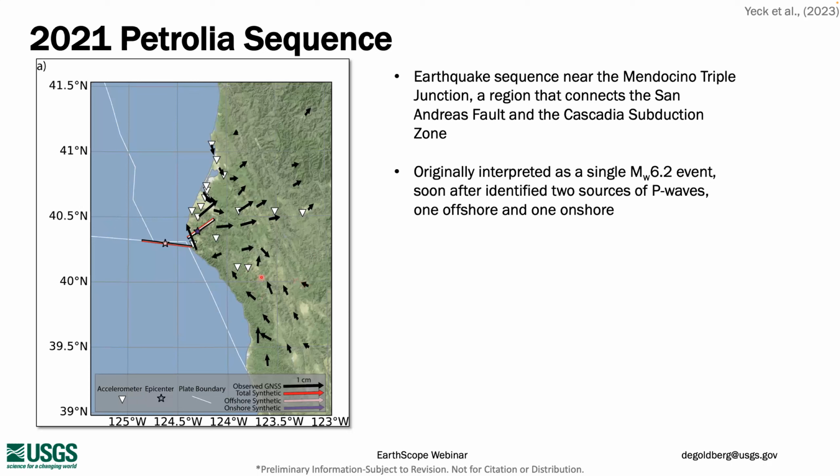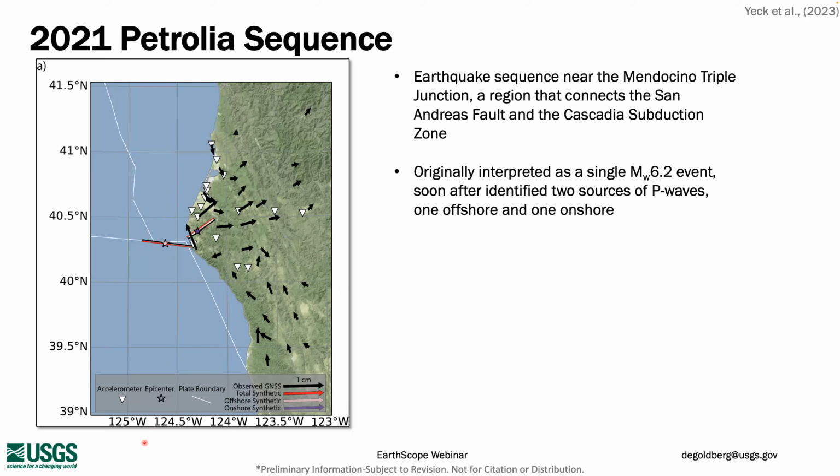We have the hypocenter locations of the two ruptures. We assumed the offshore fault to map along the transform boundary here, and we used aftershock relocations to estimate the orientation of this onshore rupture.